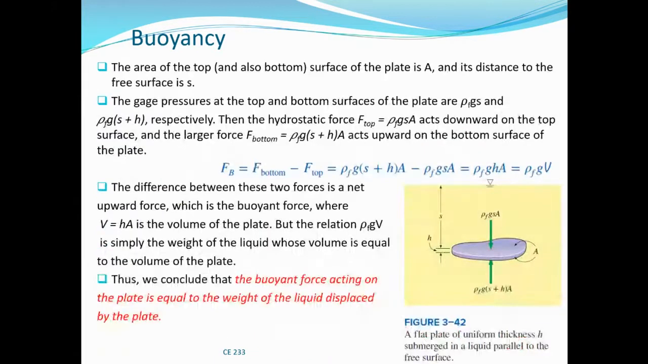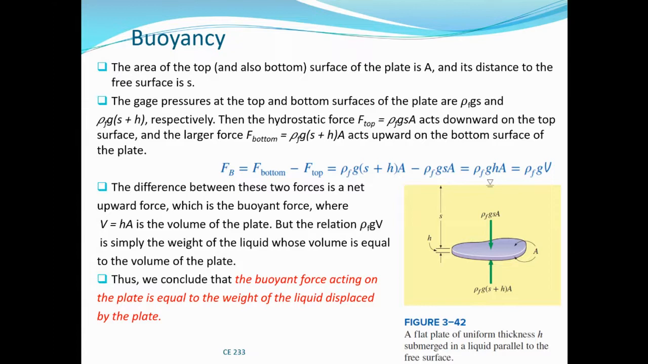We'll look at the figure now. Okay, this is the figure. You have a plate submerged in fluid. The density of the fluid is rho F. The area of the top and also bottom surface of the plate is A, so it has the same area, and its distance to the free surface is S. The thickness of the plate is H.